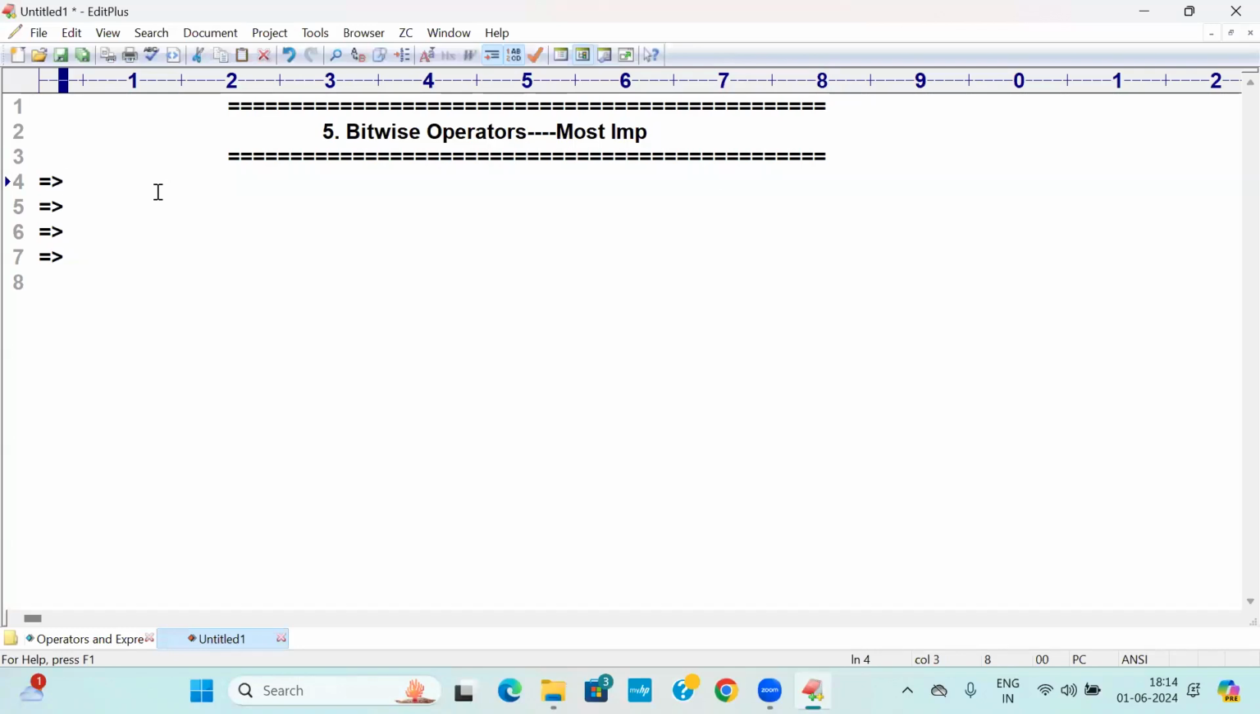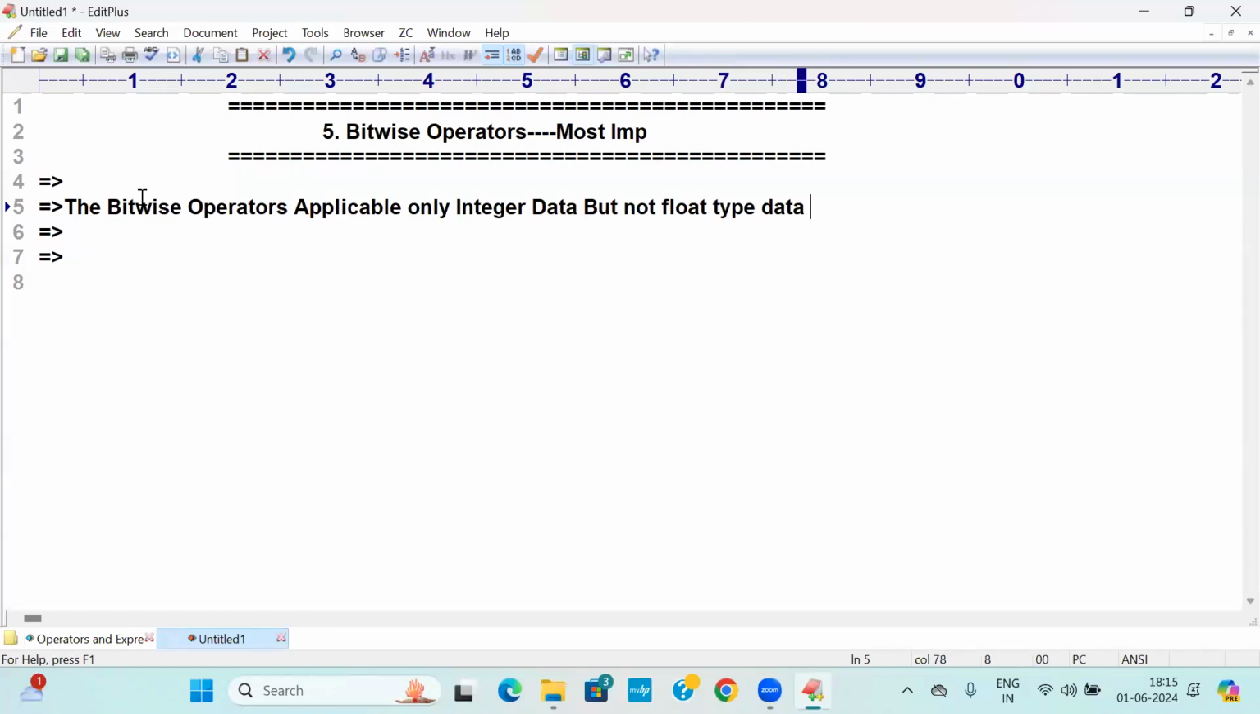So let's start with bitwise operators. The bitwise operators are applicable only on integer data, but not on float type data, because I want to write the reason.